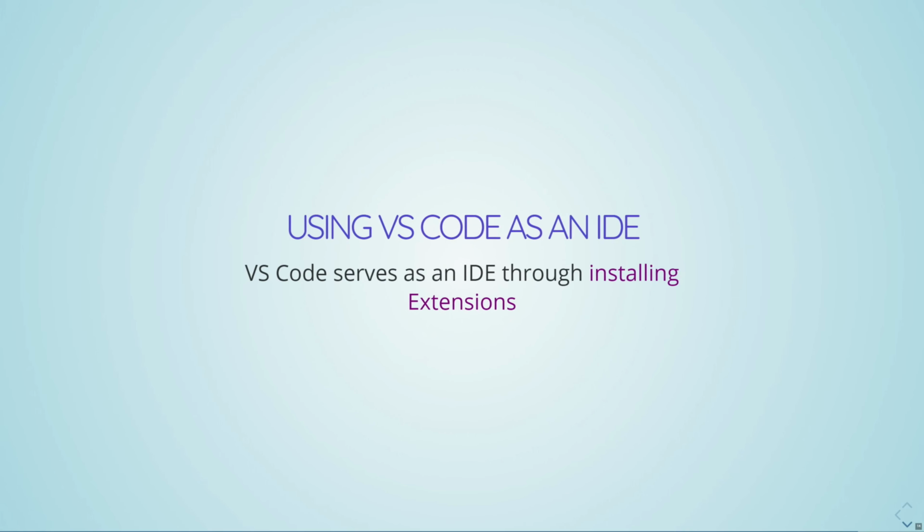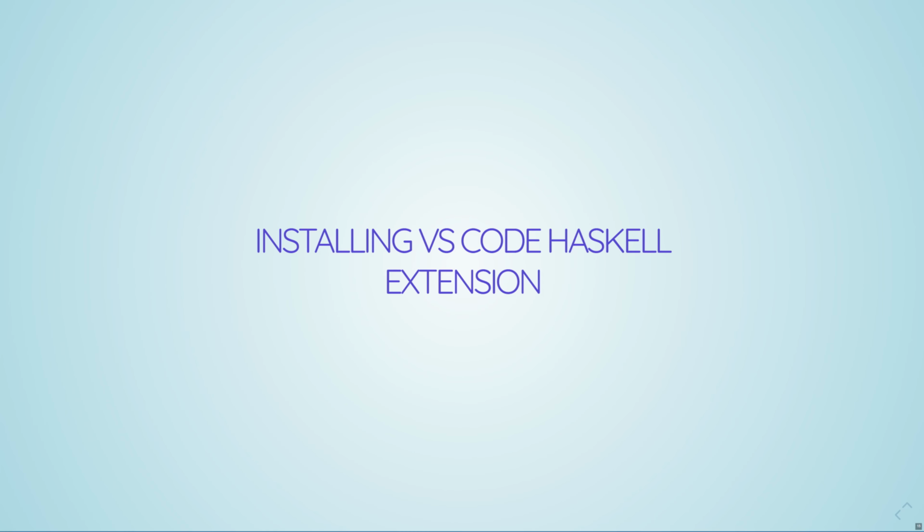VS Code can be used as an IDE through installing its extensions. VS Code actually has this really nice community that builds extensions that give all sorts of extra functionality to different programming languages. So if we want VS Code to have fancy IDE features when programming in Haskell, we're going to have to install the Haskell extensions in VS Code.